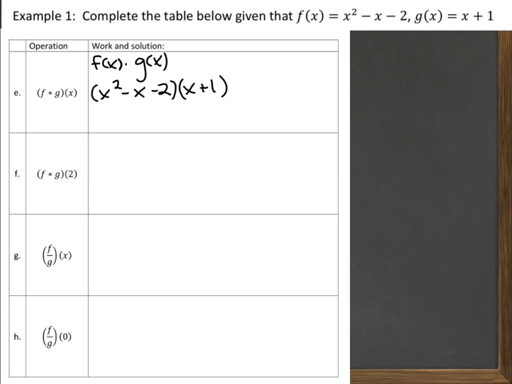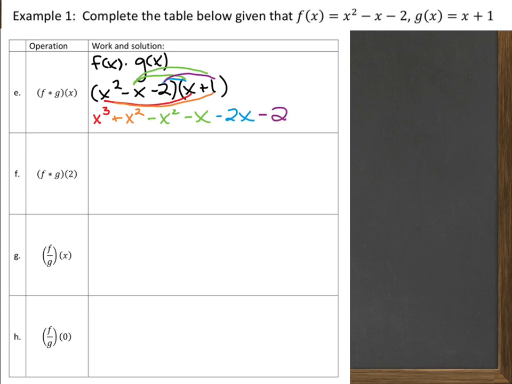Okay, so this is the part where we use our distributive property. So x squared times x is x to the third power. Then we have x squared times 1, that's x squared. Then we have negative x times x, that's negative x squared. And we have negative x times 1, which is negative x. Then we have negative 2 times x, that's negative 2x. And last but not least, we have negative 2 times 1, or negative 2.